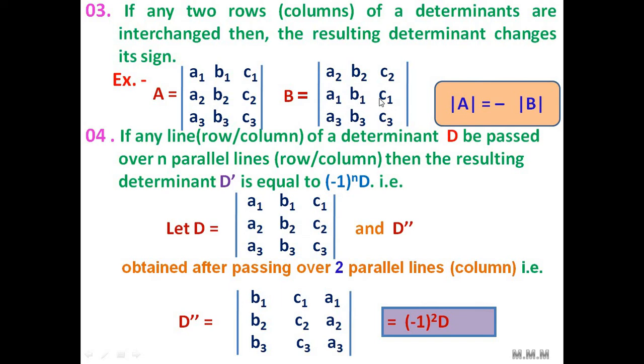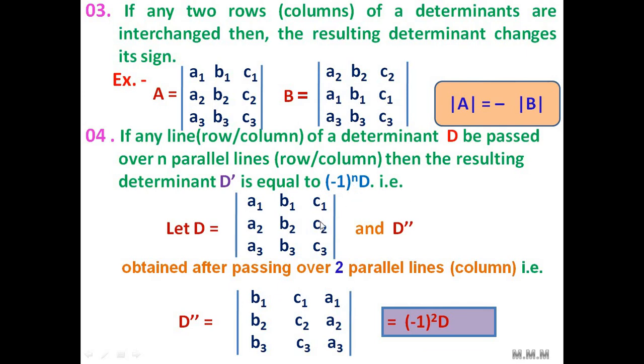If any two rows or columns are interchanged to their places, then the modulus value will be same but the sign will be changed. The property: if any line, row or column of a determinant D is passed over n parallel lines, rows or columns, then the resulting determinant is equal to minus 1 to the power n times D.